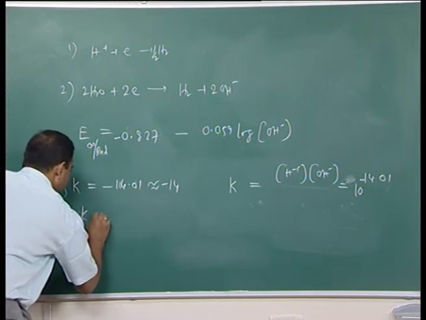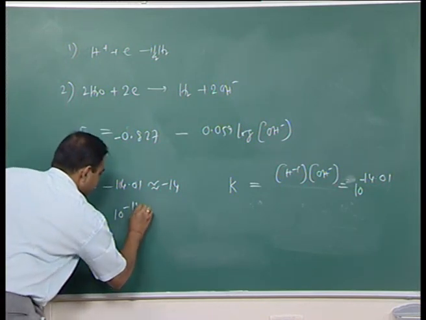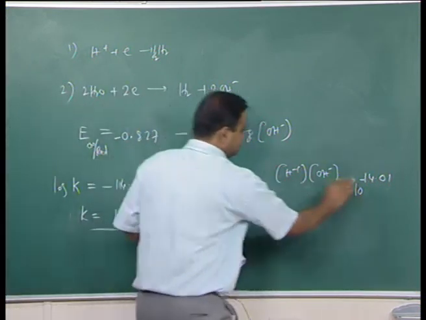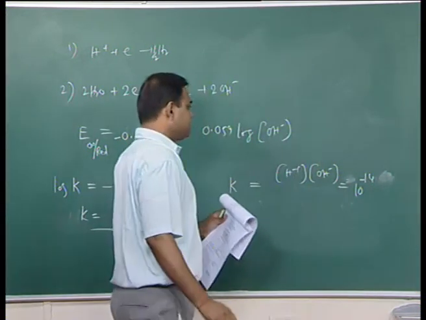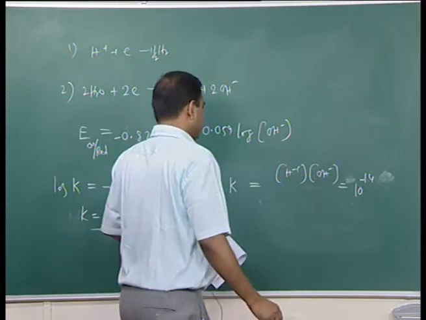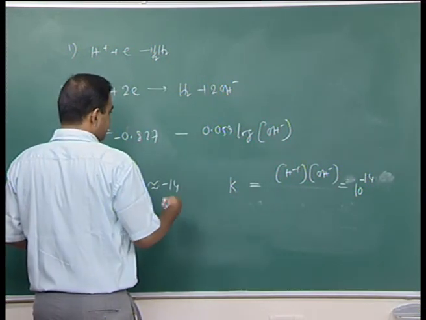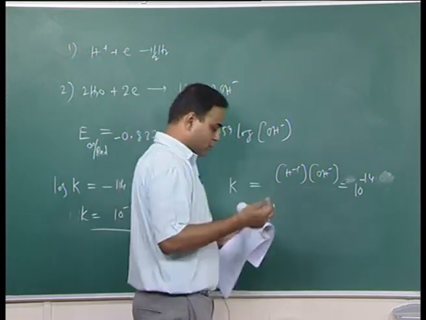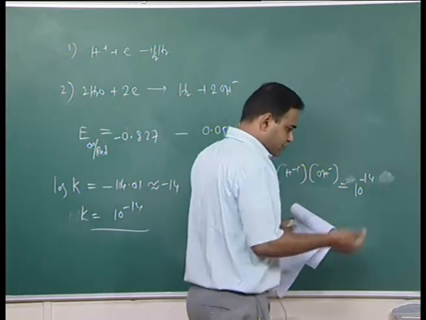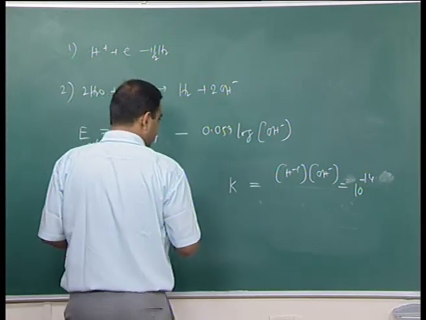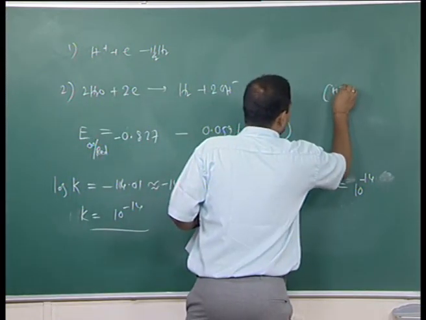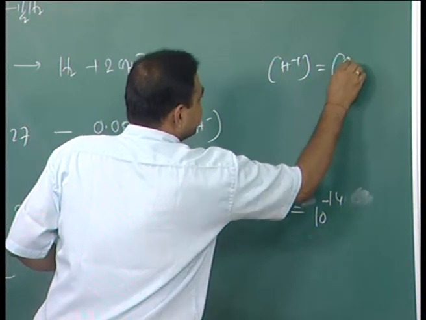So, K would be equal to 10 to the power minus 14. I am just removing the decimal parts and then writing 10 to the minus 14. And again, for H2O, when it dissociates, if it forms one H plus ion, similarly it would also form one OH minus ion. So, the number of H plus ions would be equal to the number of OH minus ions.